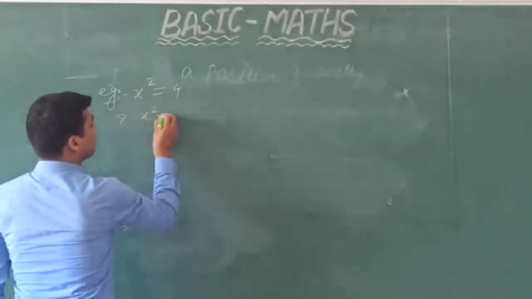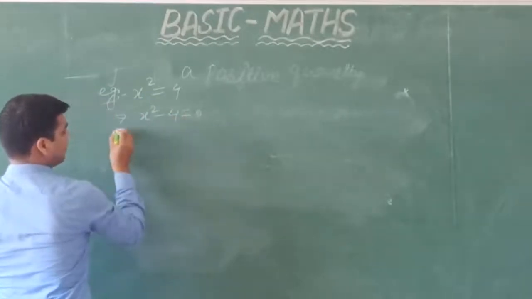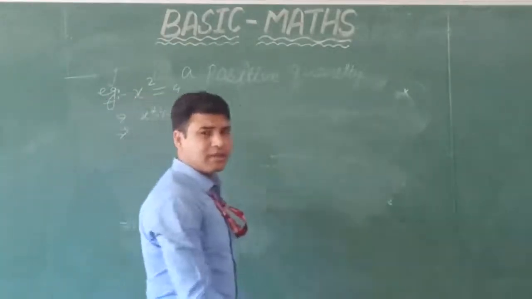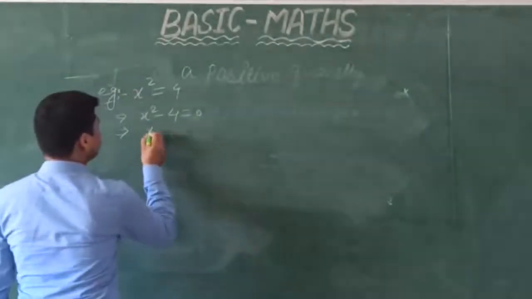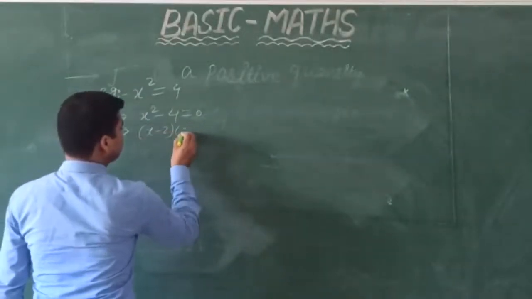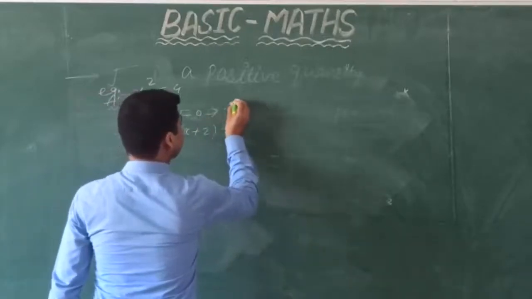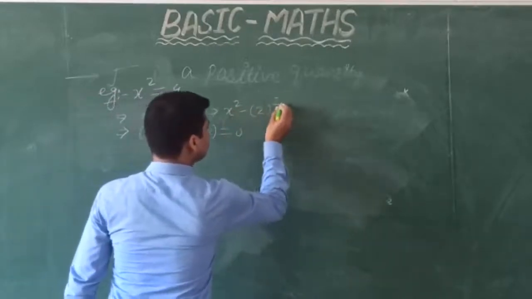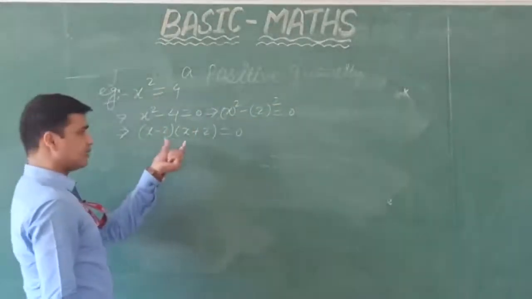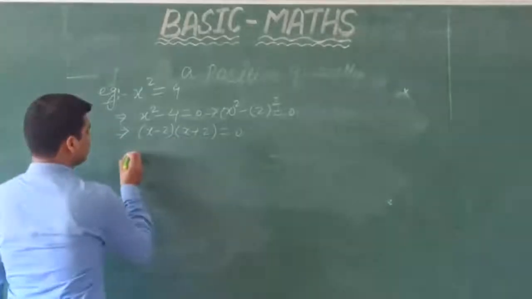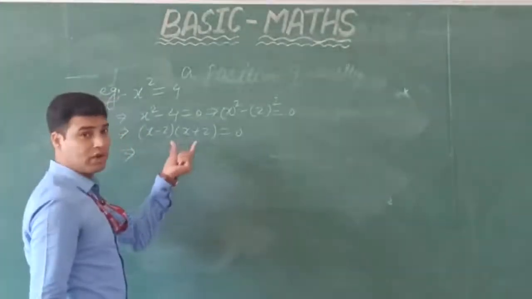Okay, now see this here. X square, this 4 I am taking to the left side, so x square minus 4 equals 0. Now we know that a square minus b square equals a minus b into a plus b. So I am writing here a minus b into a plus b. You can write it this way: x square minus 2 square, equals a minus b into a plus b, equals 0. So the product of two things is equal to 0. It means this should be 0 or this should be 0, or both can be 0.